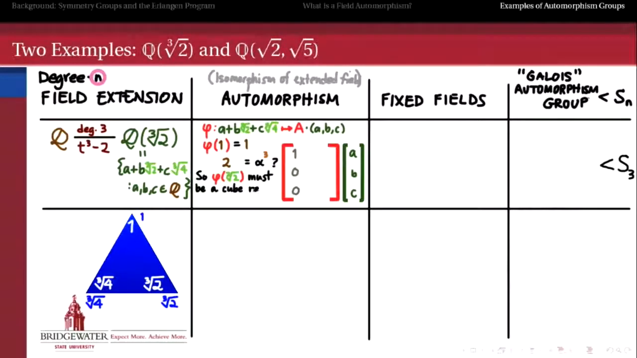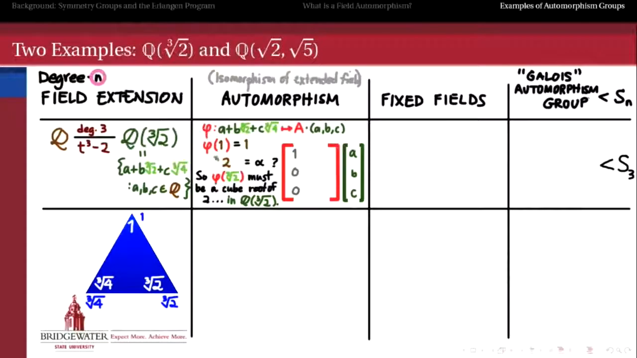Therefore, whatever phi of the cube root of 2 is, it must satisfy the equation alpha cubed is equal to 2. So phi of the cube root of 2 must be a cube root of 2. Carefully chosen words there: a cube root of 2. But we also know that phi of the cube root of 2 has to belong to the extended field, Q adjoined the cube root of 2. So now the question is, which cube roots of 2 live in that extended field?